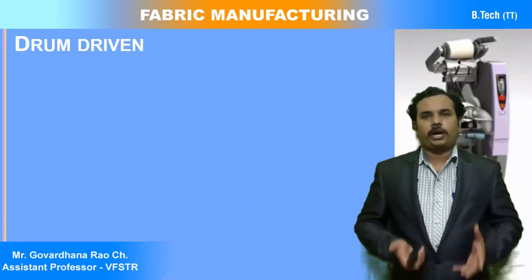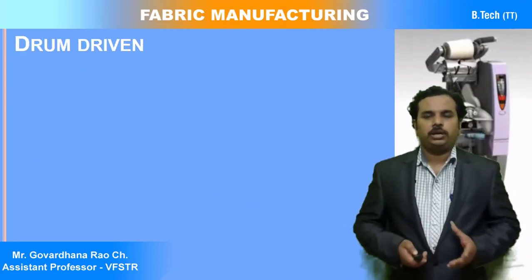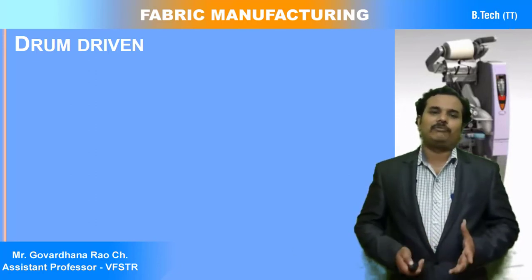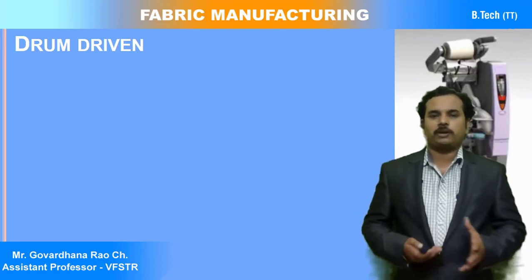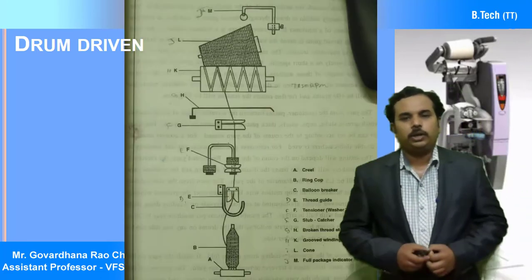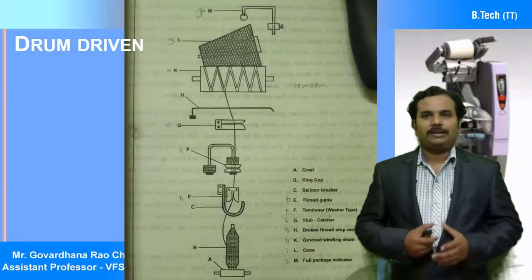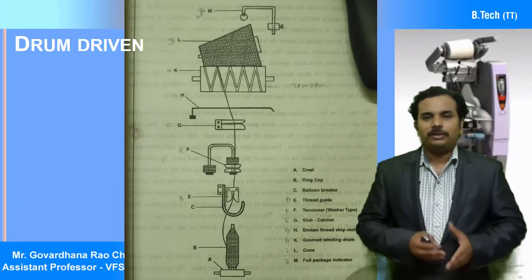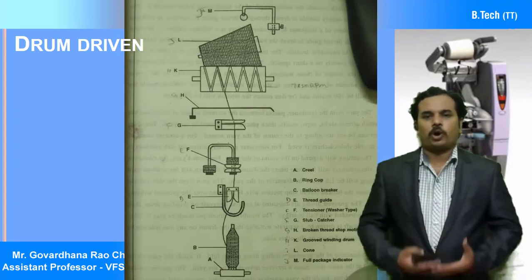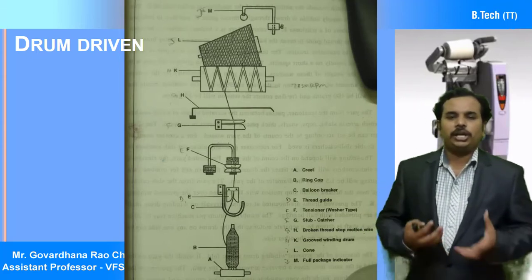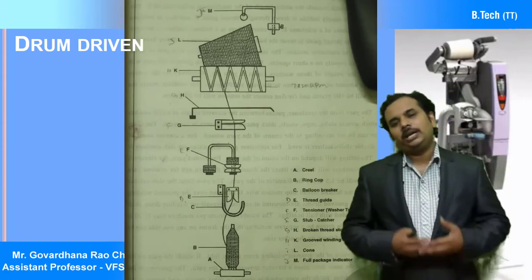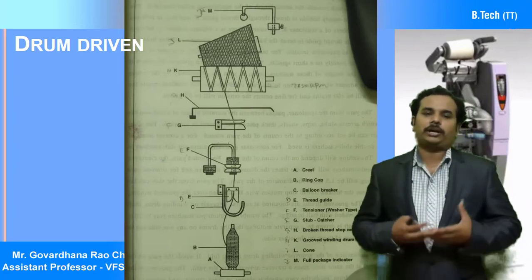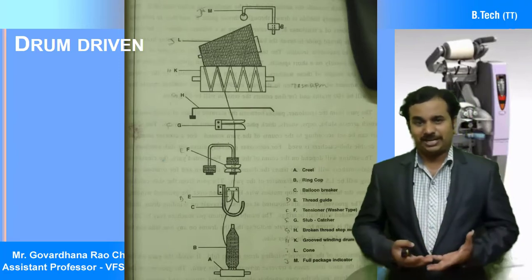Drum driven winding machines, the first one, that is the drum winder. We can call it a drum winder. Why can we call it a drum winder? We will see that. You can see there is a weft package, nothing but a ring cob, at the bottom side, and this ring cob is passed through the tensioners and through the gate type of clearer, or different types of clearers.